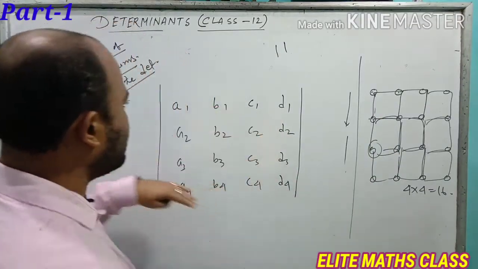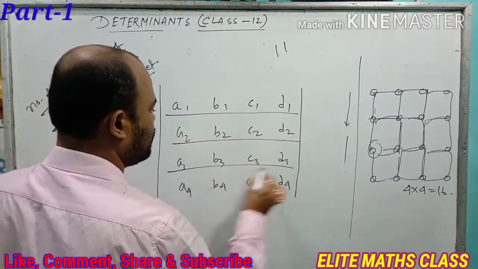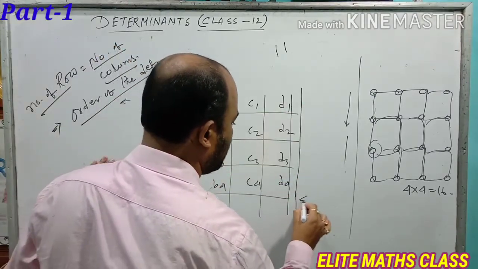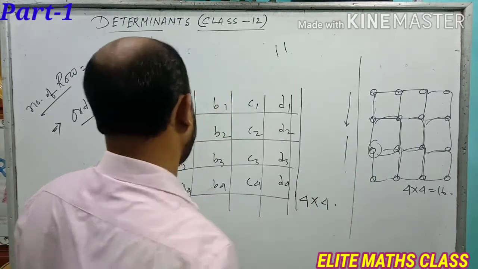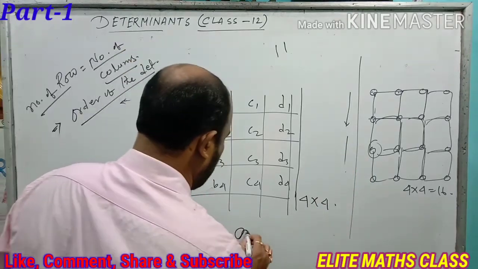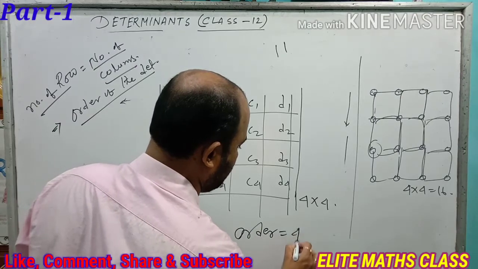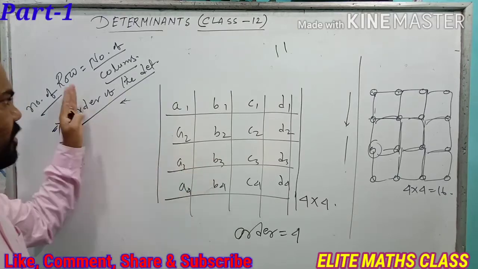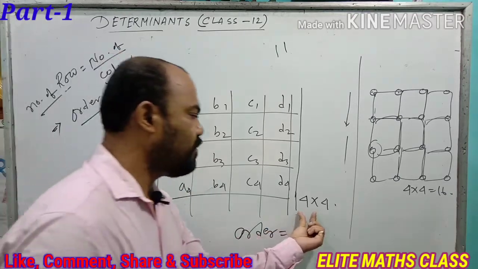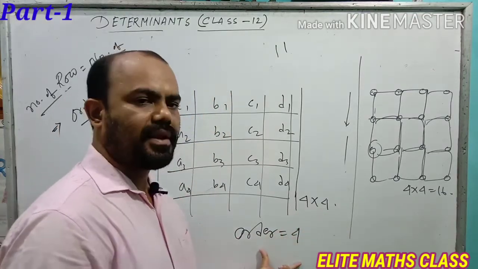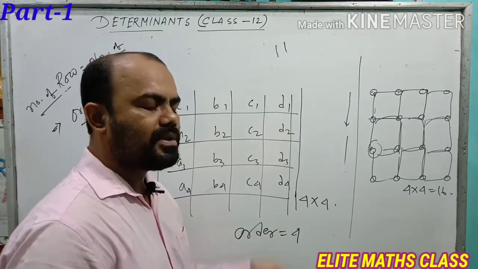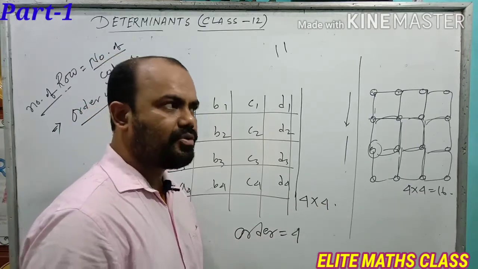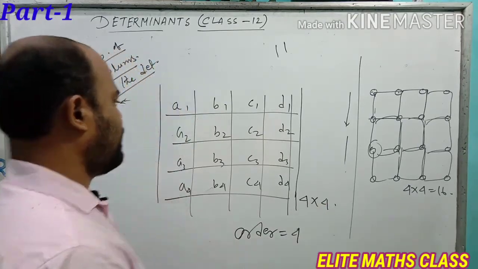So how many rows are there? 1 2 3 4. How many columns? 1 2 3 4 columns. So it is a 4 by 4 determinant. Also it is written as order equal to 4, because in a determinant the number of rows is always equal to the number of columns. Here it is 4 by 4, so the order is generally called 4. Order 4 means there are 4 rows and 4 columns. Order 3 means there will be 3 rows and 3 columns. Order 2 means there will be 2 rows and 2 columns.